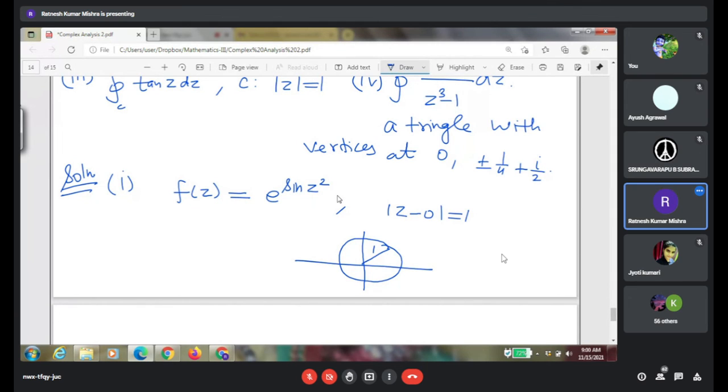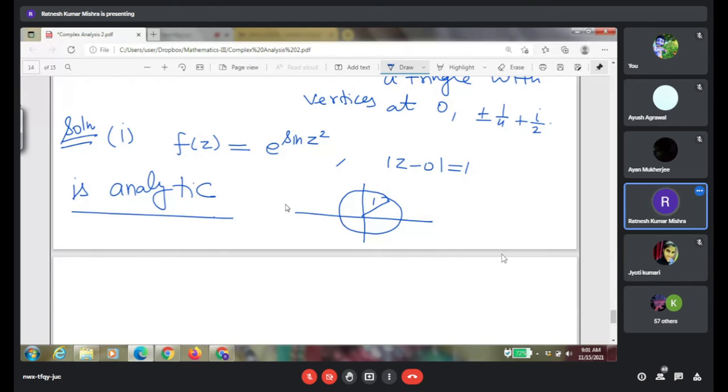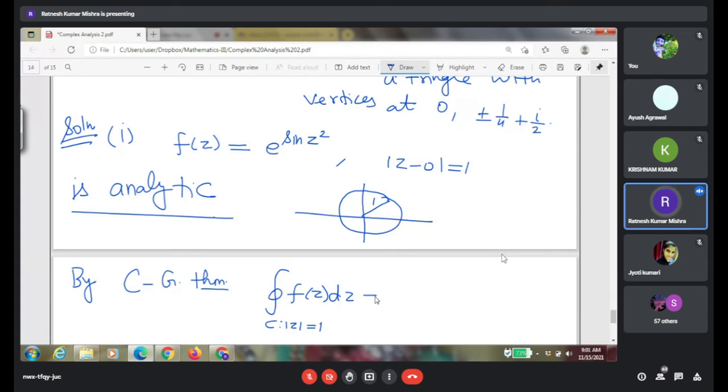So see, from the definition of analytic function, you can see that every exponential, every polynomial, all are analytic functions. So f(z) is analytic everywhere. So since f(z) is an analytic function in the given region, apply the Cauchy-Goursat theorem: the integral over C, |z| = 1, of f(z) dz is 0.